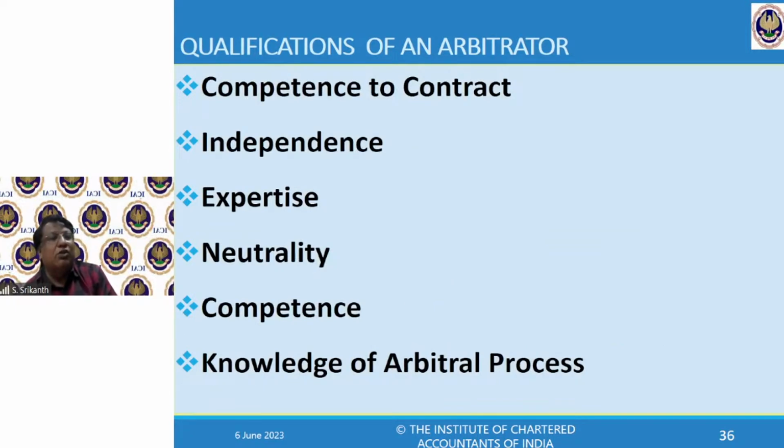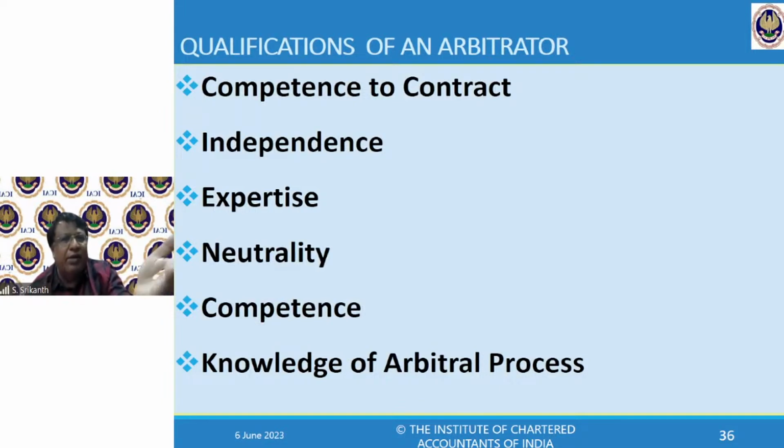Qualifications: competence to contract, independence, expertise, neutrality, competence. The competence to contract is different: age of majority, not of unsound mind and all. Here, this is competence in arbitration and knowledge of the arbitral process. Almost similar to what a member of the institute is required, no? Except the last line, which is knowledge of the arbitral process, which you are now learning.